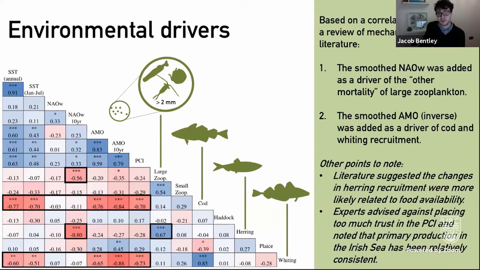And again, we found correlations between the phytoplankton color index and temperature and other environmental drivers, but we were warned off against using this, and we were told not to use this in the end because there was a lot of uncertainty in this as an index of primary production in the Irish Sea.